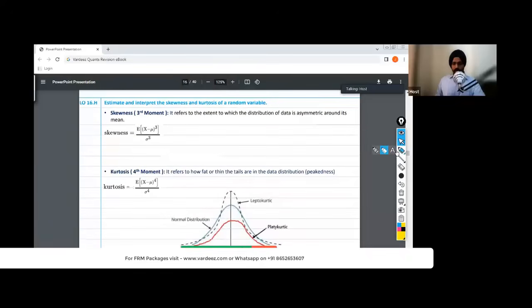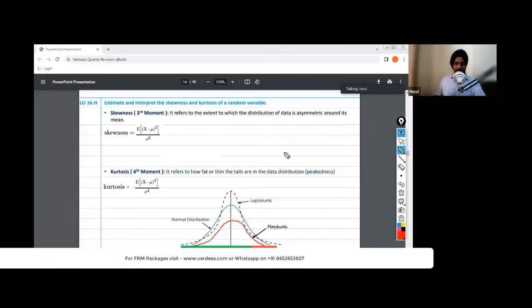Then we move on to something that we have already seen, and that is skewness and kurtosis. Skewness is the third moment. It refers to the extent to which the distribution of data is asymmetric around its mean. This is the formula. All you need is x, whatever your data point is, minus mu, which is the average, to the power 3 because it's the third moment, divided by the standard deviation cubed. You calculate this, you get your skewness.